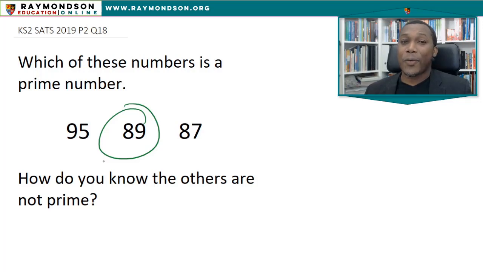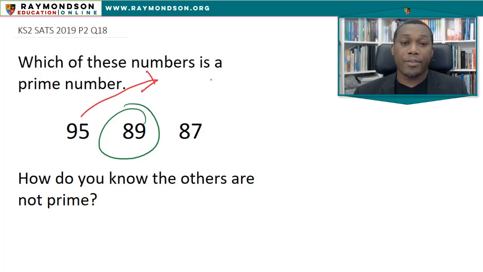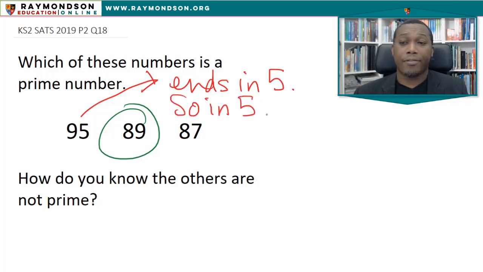But how do you know? I'm going to tell you, yes, 89 is the number. Which number is the prime number here? 89 is the number. Why? We can answer that using these other questions. How do you know the others are not prime? Well, it ends in 5. So it's in the 5 times table.